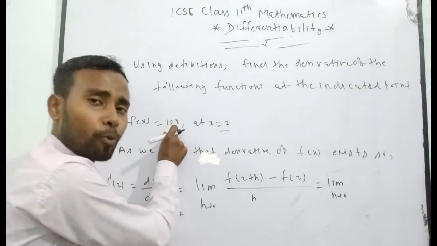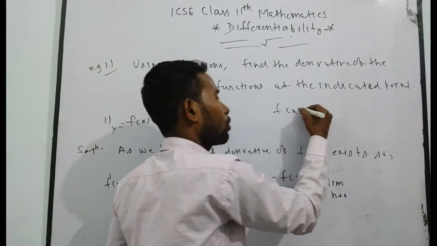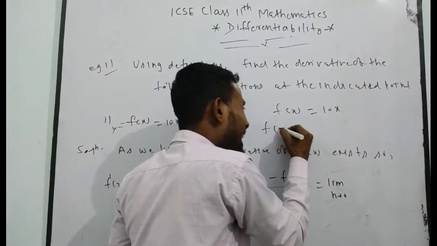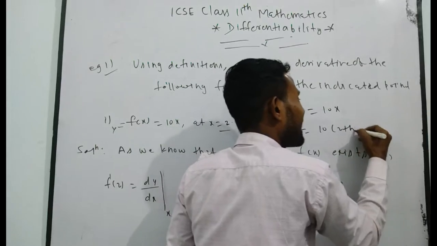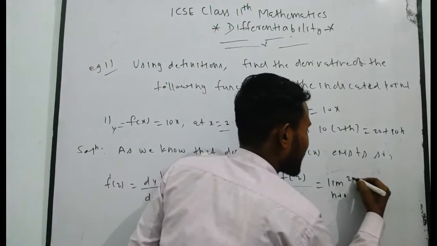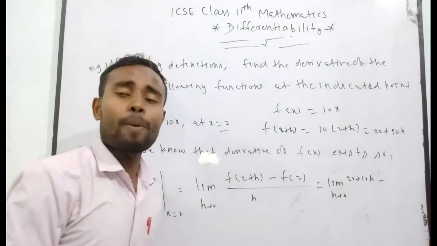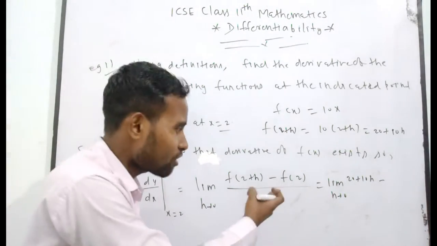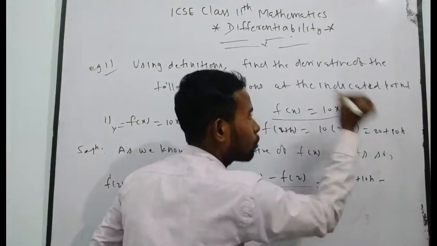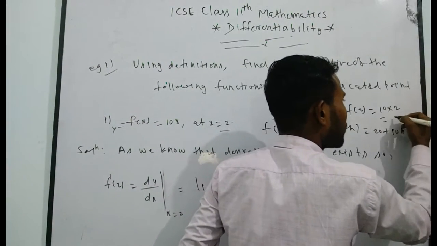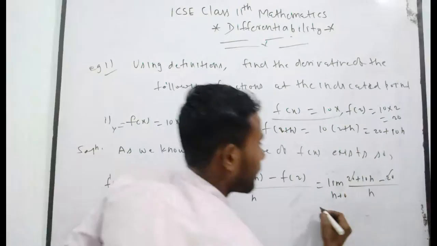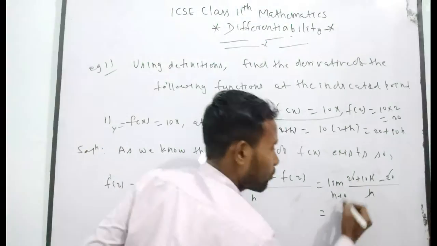What is the value of f(2 plus h)? As you know, f(x) is equal to 10x, so f(2 plus h) means x is simply replaced by 2 plus h. So you write 10 times 2 plus h, and if you multiply, you get 20 plus 10h, minus f(2). The value of f(2) is simply x replaced by 2, that will be 20. Divided by h, 20 and 20 cancel, h cancels, and finally you get 10.